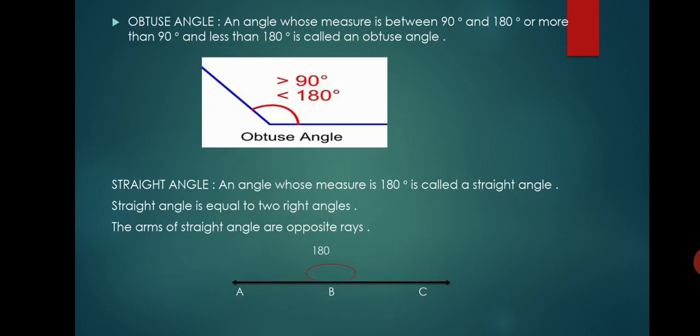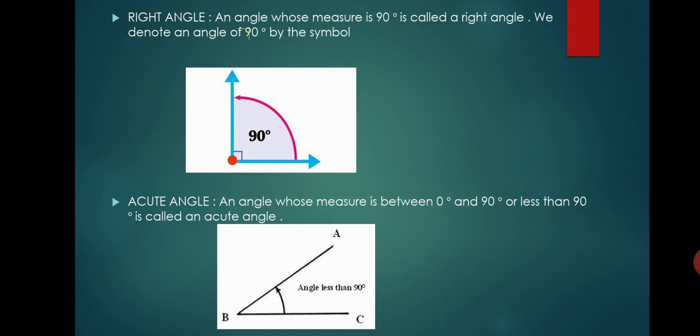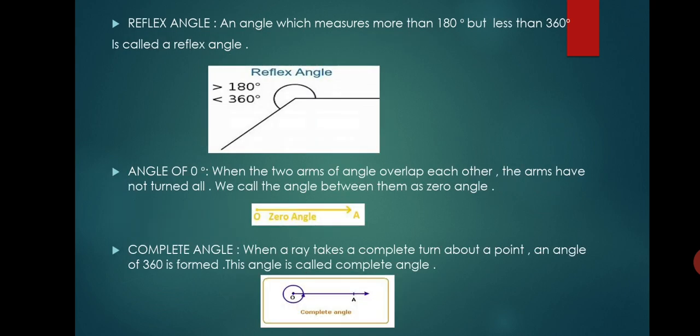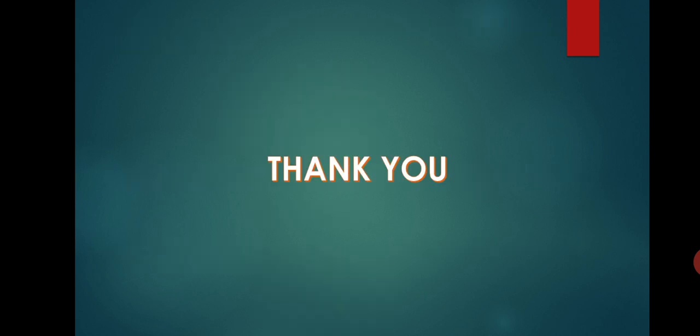Okay, so just revise once. Right angle, 90 degrees. Acute angle, more than 0, less than 90 degrees. Obtuse angle, more than 90 degrees, less than 180 degrees. Straight angle, exactly 180 degrees. Reflex angle, more than 180, less than 360. Zero angle means overlap. Then complete angle, when a ray takes a complete turn over a point, then that is a 360 degree angle and that is your complete angle. I hope you understand this one.